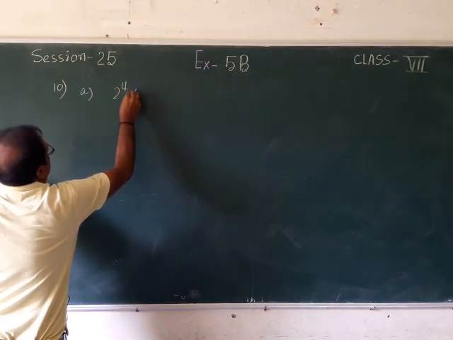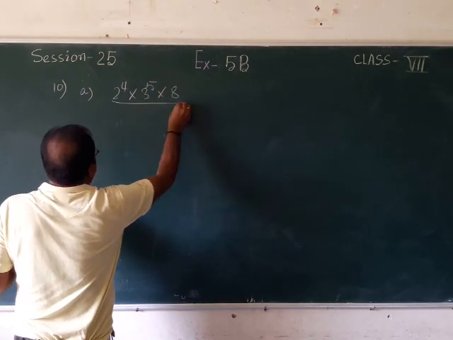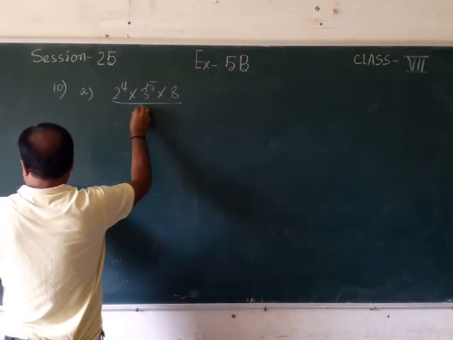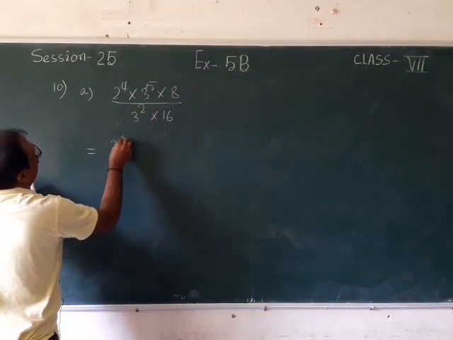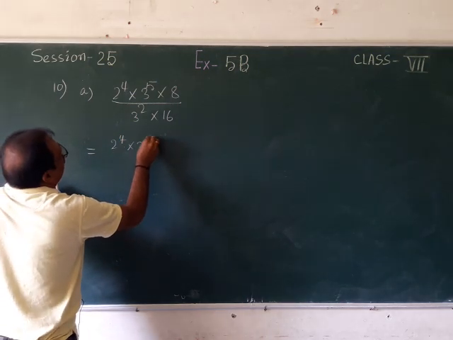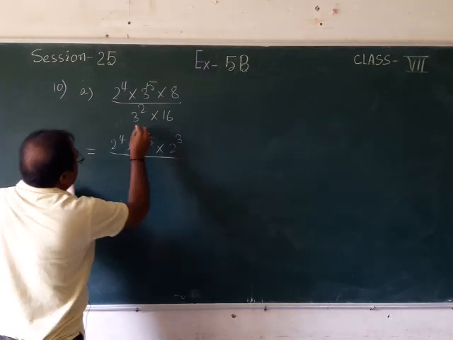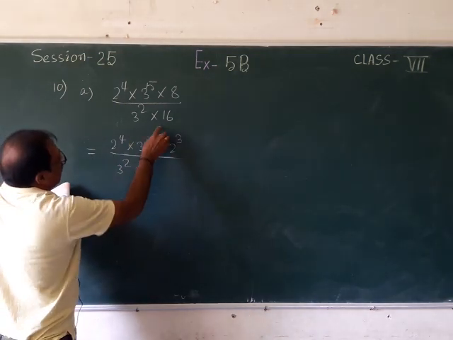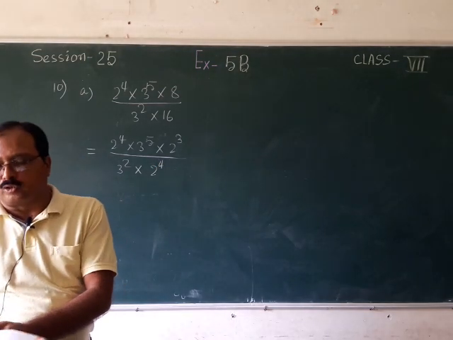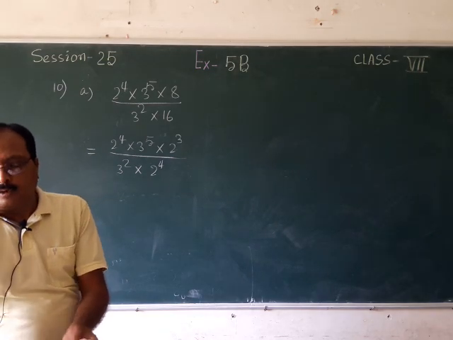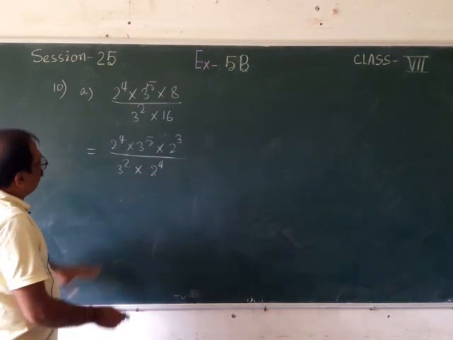2 to the power 4 into 3 to the power 5 into 8 upon 3 to the power 2 into 16. What to do? Here I can write 2 to the power 4 into 3 to the power 5. For 8 I can write 2 to the power 3, and here 3 to the power 2 is there, and for 16 I can write 2 to the power 4, because 16 means 2 into 2 into 2 into 2. That means when you multiply 4 times 2 you will have 16. So instead of 16 I can write 2 to the power 4.